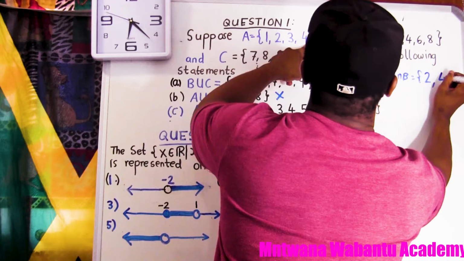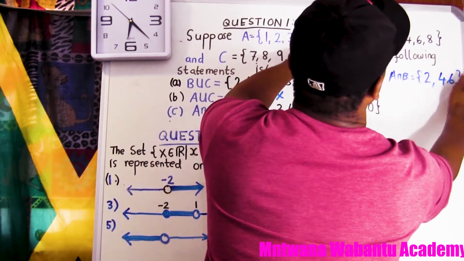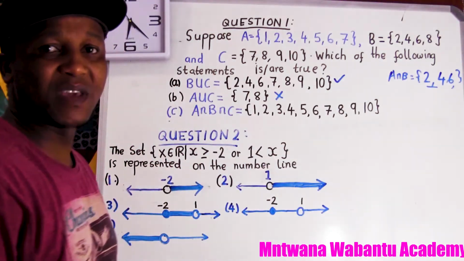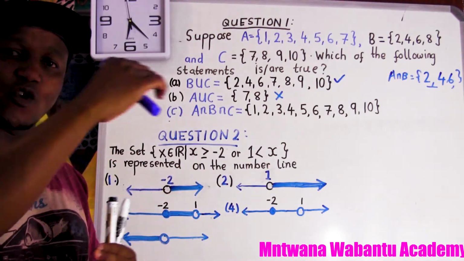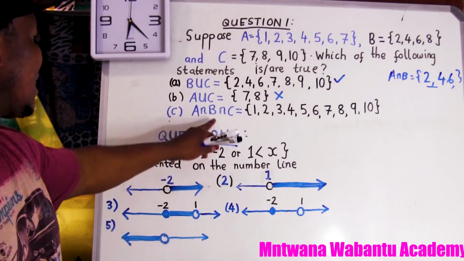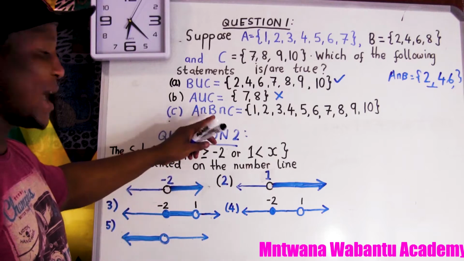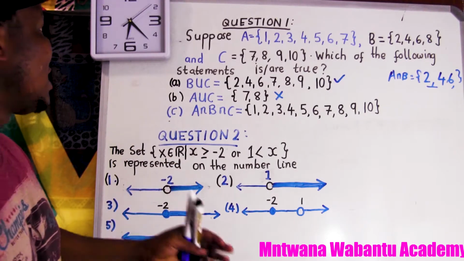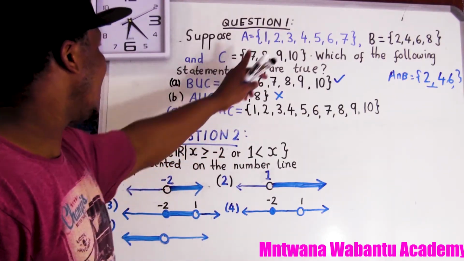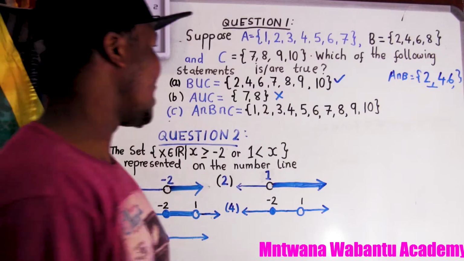So 4, 6 also, yes, it's an intersection. That's all. So this is B, A intersection B, when you have a number or element which is common for both groups. So now we come here, A intersection B intersection C, means we have to look for an element or variable which is common, or appears in A and B and C too.